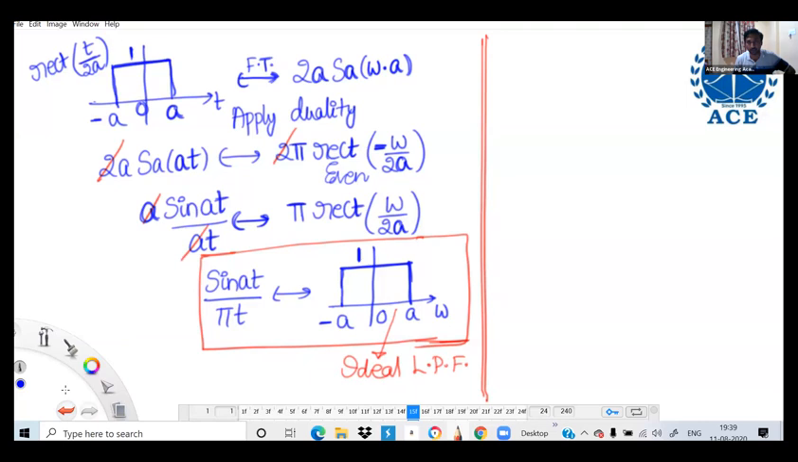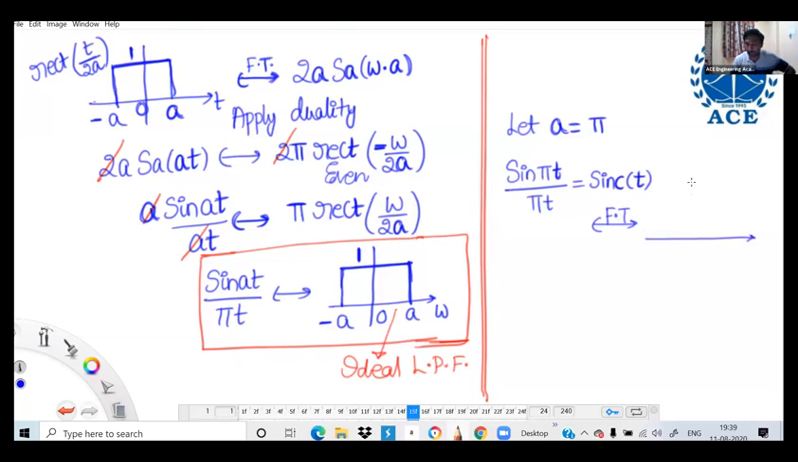In sin at by pi t, if I substitute a equals pi, it is converted to which function? Respond everyone. If I substitute a equals pi, sin pi t by pi t is treated as which function, sir? Sinc t or not? Sin at by pi t. What is the Fourier transform of sinc t? A rectangle that covers from minus pi to pi.